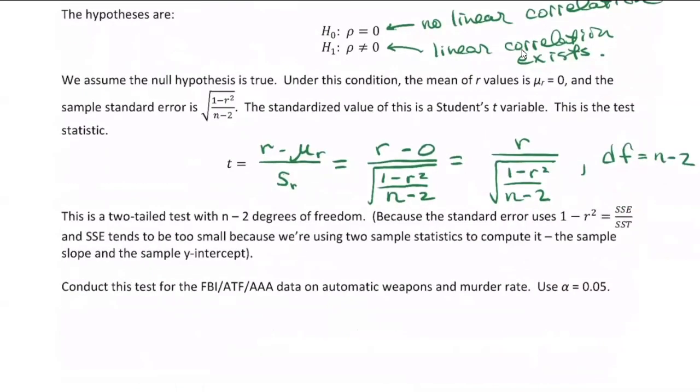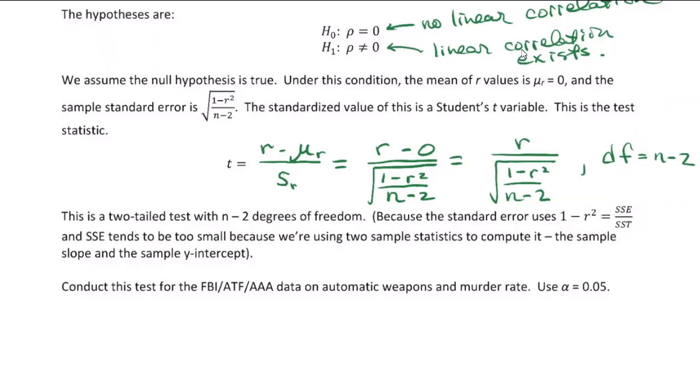So complicated. I'm going to read it because I can't imagine saying it better than I've said in the past. Okay, so here I am. This is a two-tailed test with n minus 2 degrees of freedom, because the standard error uses 1 minus R squared, which is SSE over SST. SSE is the sum of squared errors. It tends to be too small because we're using two sample statistics to compute it, the sample slope and the sample y-intercept.